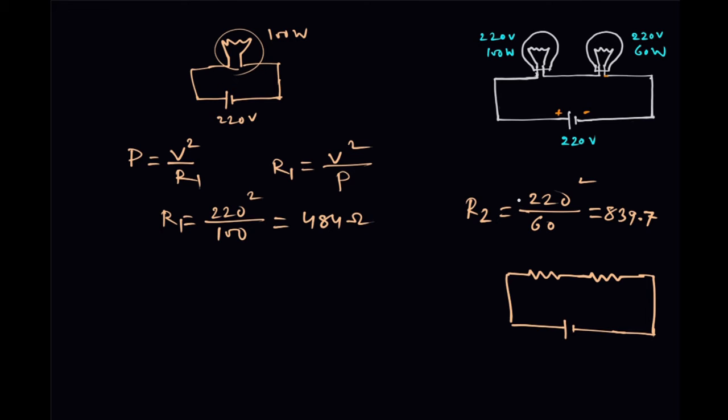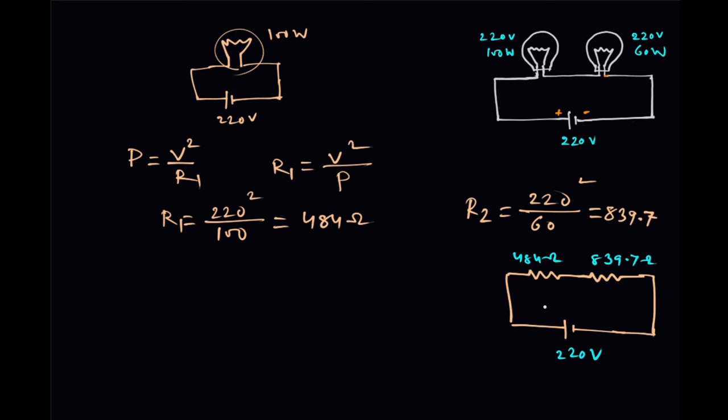This is the equivalent circuit. This one is now 484 ohm and this is 839.7 ohm, and this voltage is 220 volt. Now we have to calculate the power consumption in these two resistances. This is R1 and this is R2. What will be the power consumption?